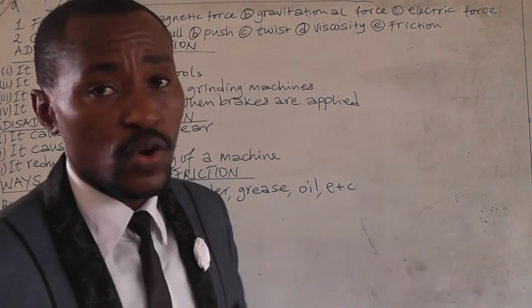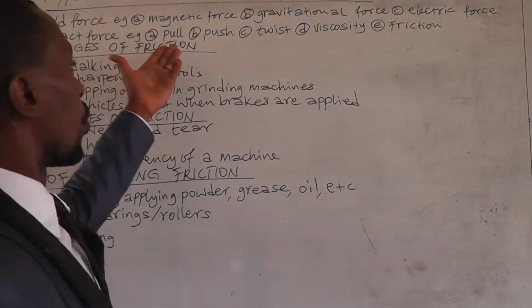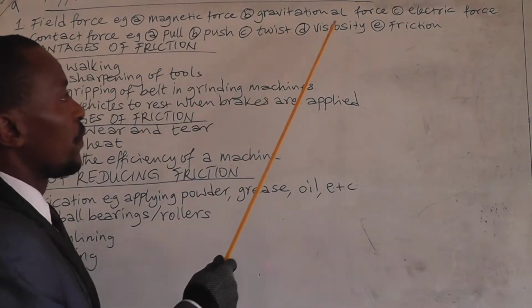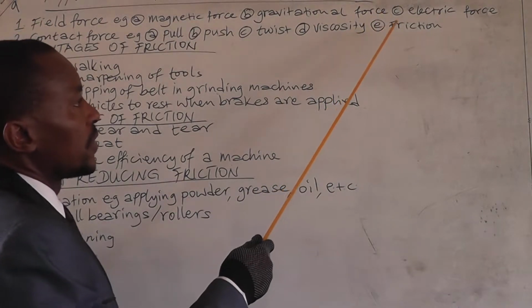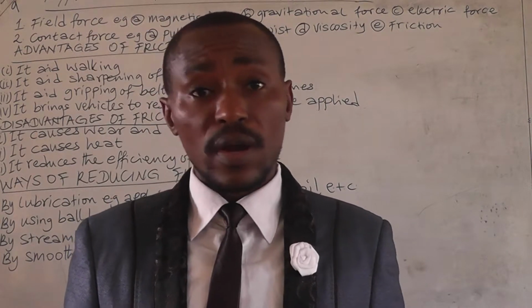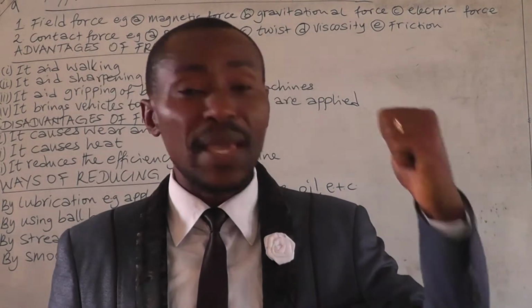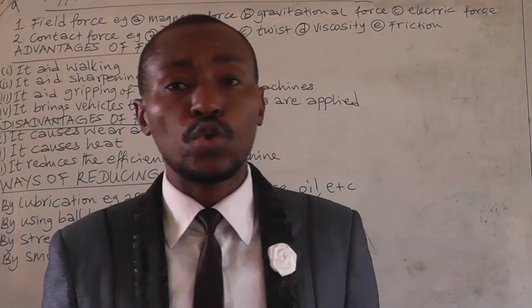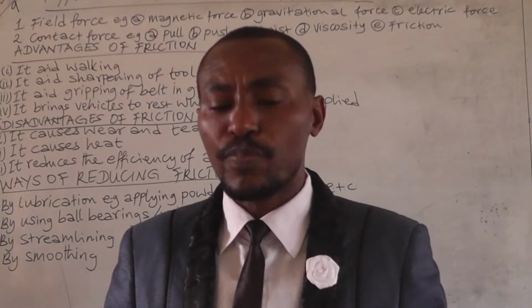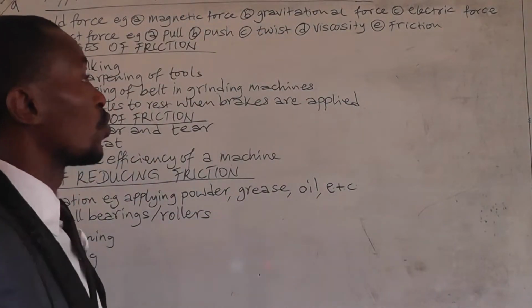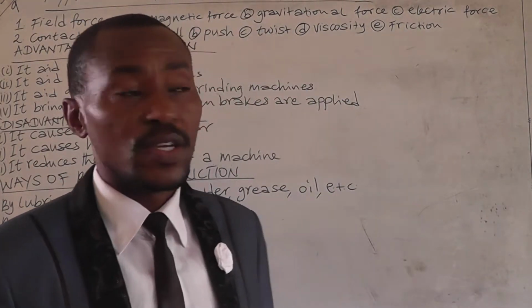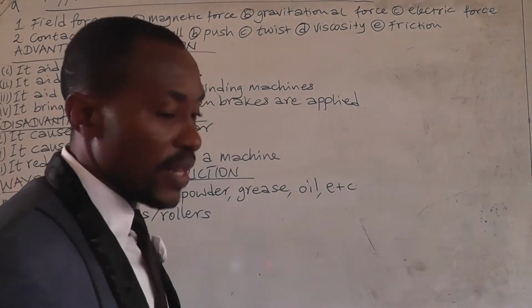That is why the forms of contact force are pull, push, twist, viscosity, and friction in this case. Remember, we talk about friction, that's why friction is in the main topic we are dealing with. For you to twist an object, you need to make contact with it. For you to push, you need to make contact. For you to pull, you need to make contact. We are going to deal with viscosity when we come to that topic because it's a subtopic on its own. We'll deal with that later.